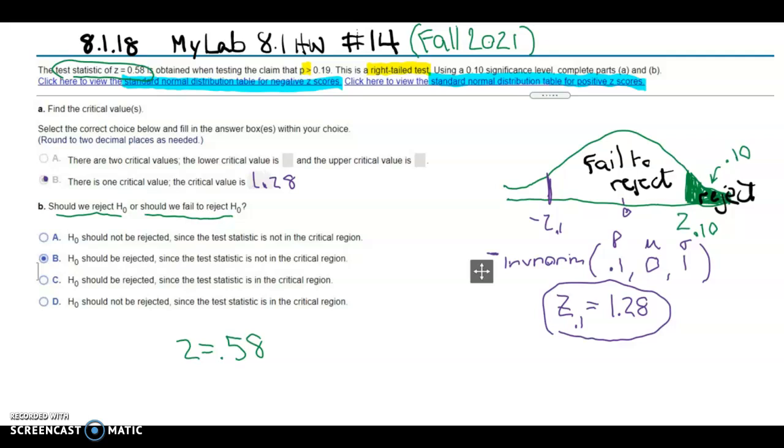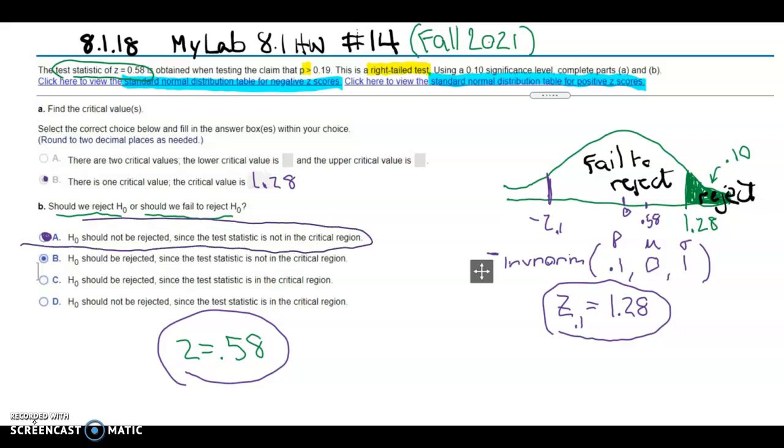So I'm going to take my number of 0.58 and plot it on the z-axis here. See our critical value of 1.28, we have 0 in the center, and 0.58 we'll say is about right here. You can see 0.58 falls towards the fail to reject region. So we're going to say that H0 should not be rejected since the test statistic is not in the critical region. So my answer choice is A, based on what I have here.